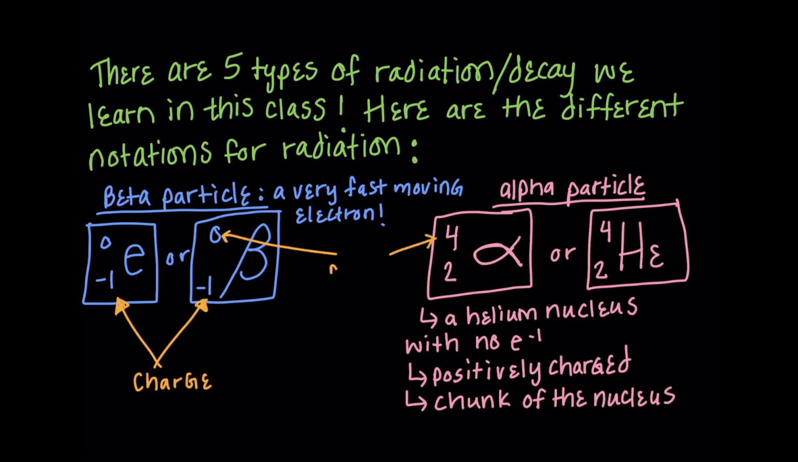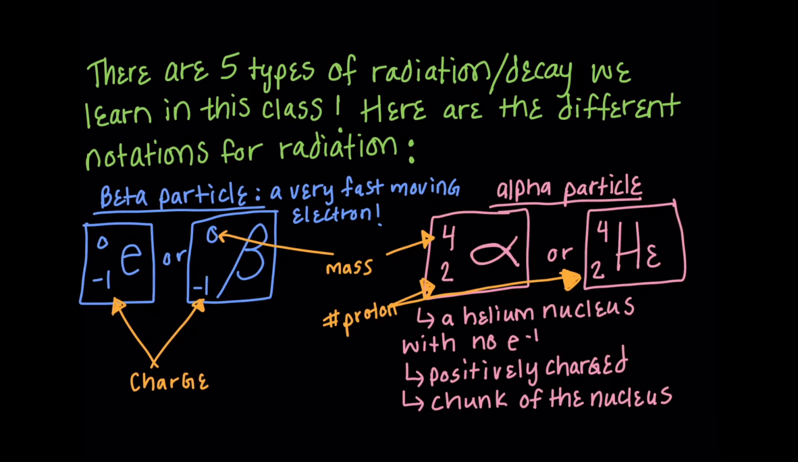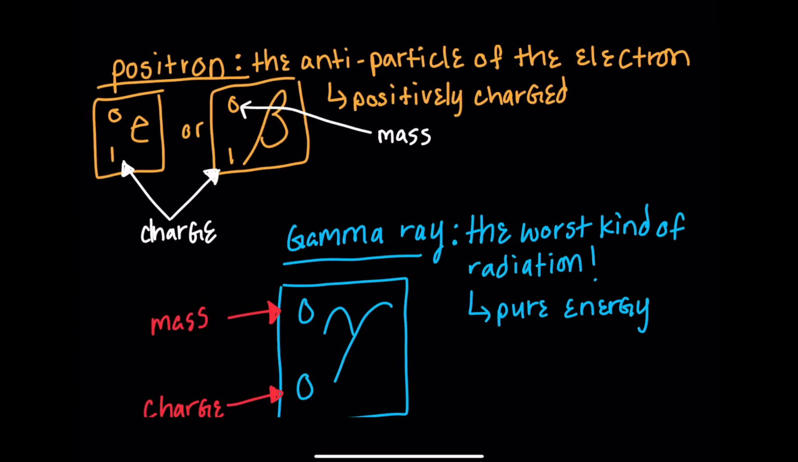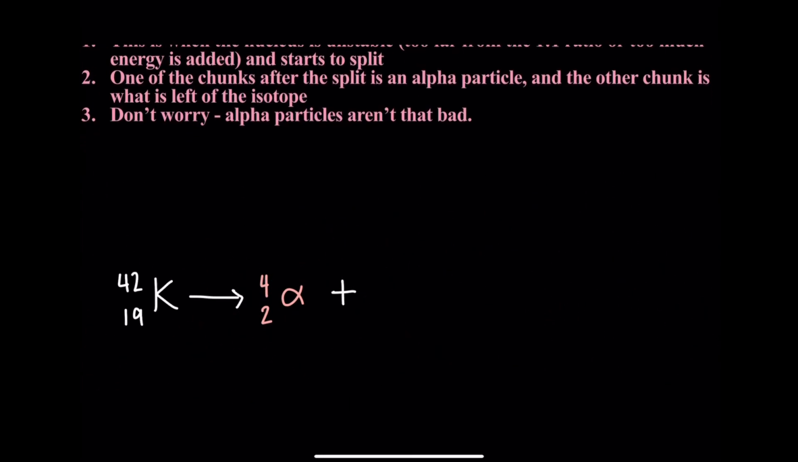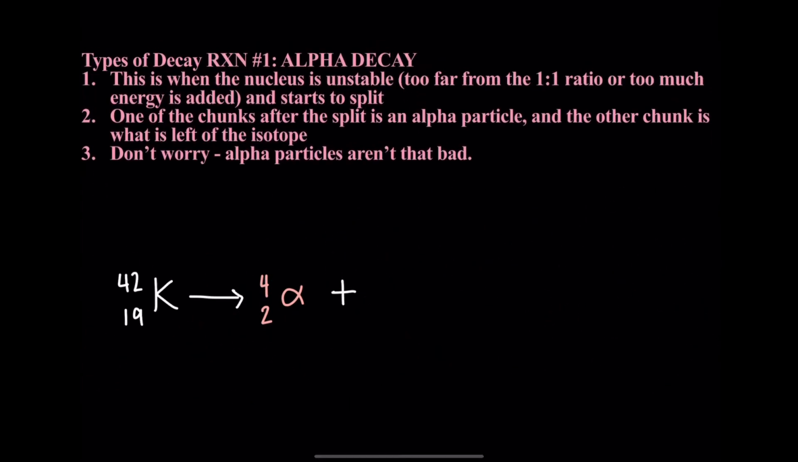So beta particles are very fast-moving electrons. Alpha particles are just heliums with no electrons. Positron is the antiparticle of the electron, and it's positively charged, has no mass, well, almost none. And then there's the gamma ray, which has no mass and no charge.